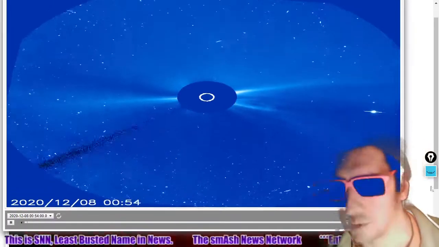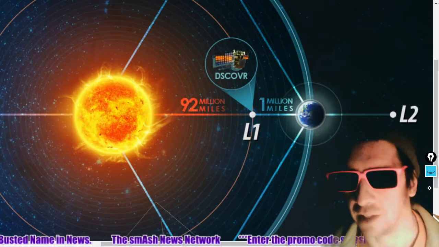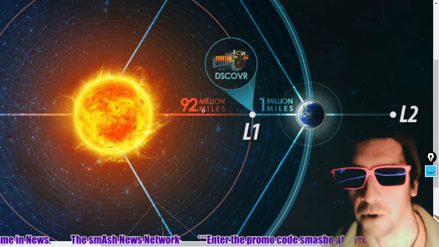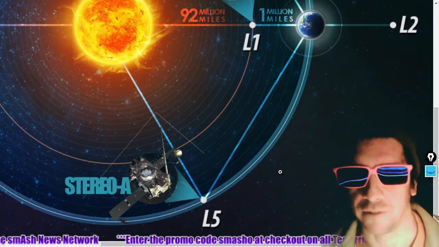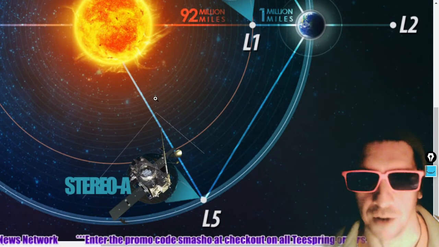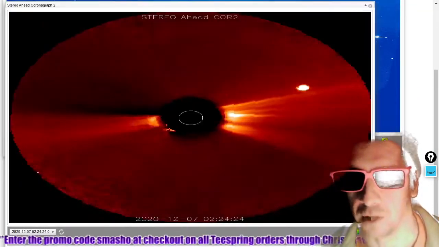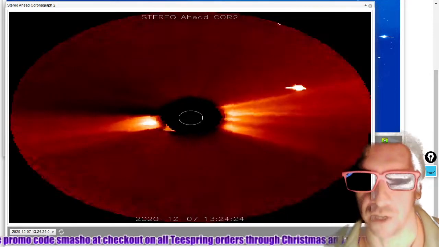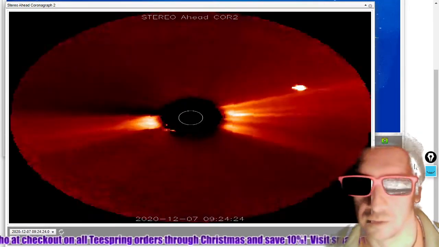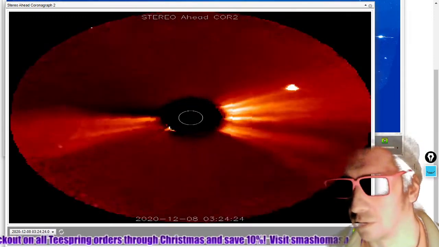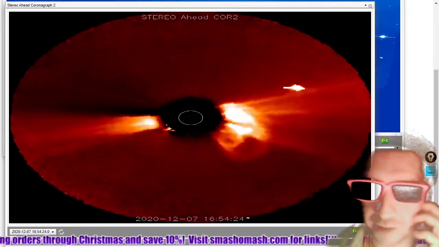So what you're looking at there is the LASCO C2, which is part of the SOHO, which is located here at Lagrange point 1. To really figure out whether it's Earth-facing, you have to look at Lagrange point 5, also STEREO A. So we've included that as well. And there's the STEREO A coronagraph. So you can see that is a pretty perfectly Earth-facing coronal mass ejection.